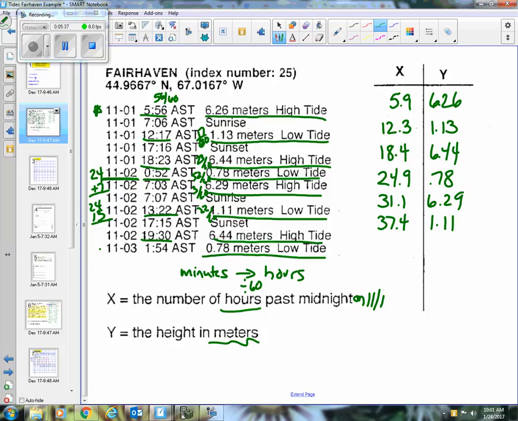Okay, our next high tide looks like it's at 19:30. So that means we're 24 hours for the first day, another 19. So we're looking at it in the evening, and we add those together. That puts us at 43.5 hours, and that's a high tide of 6.44 meters.